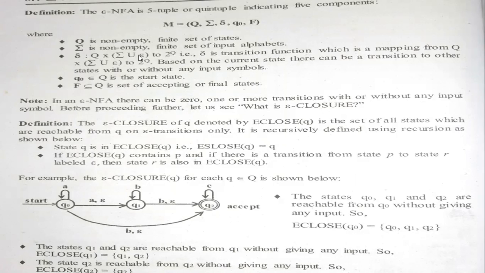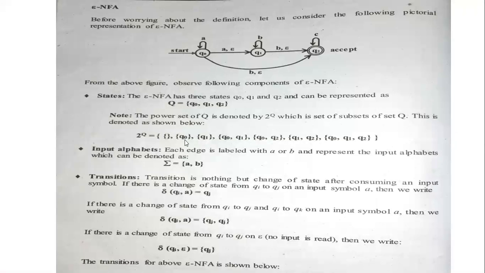Then your cross product of Q will be what? With A, then B, then C, and also with the epsilon. So 2 to the power of Q, that is what the power set means, the possible return value we are going to get after the computation of the delta function. So you can observe here, 2 to the power of Q means these are the possible outcomes we can get. Sometimes null we can get, sometimes Q we can get, from this particular power set.